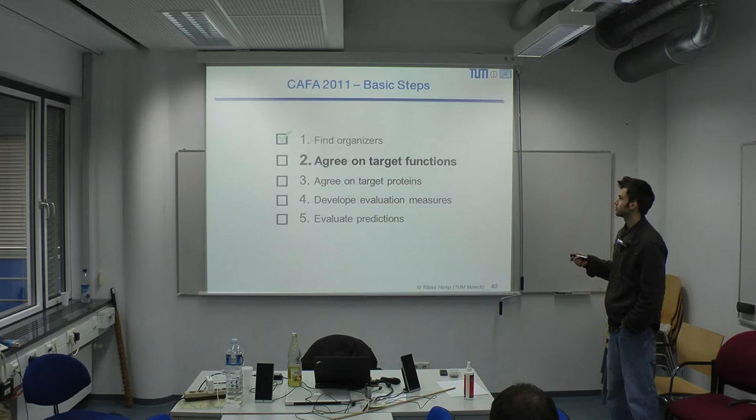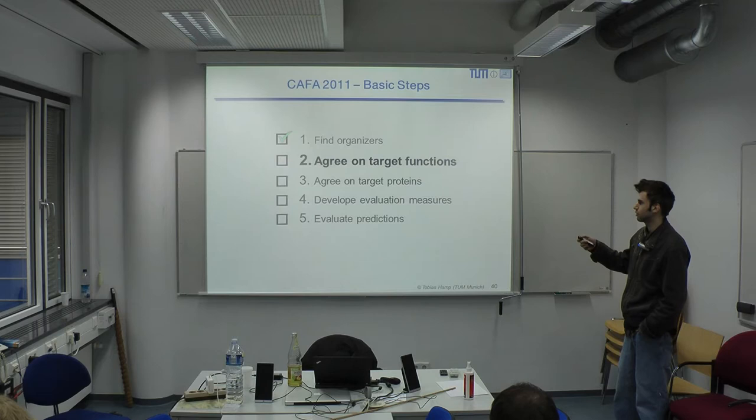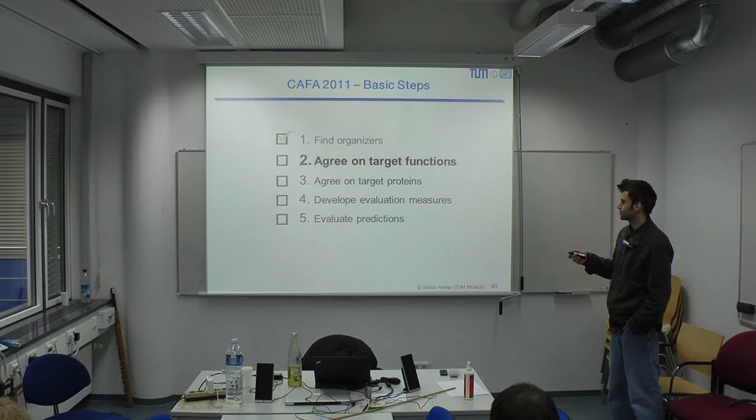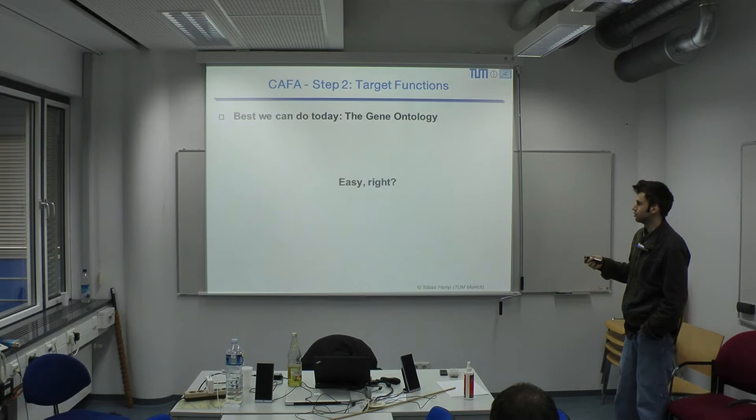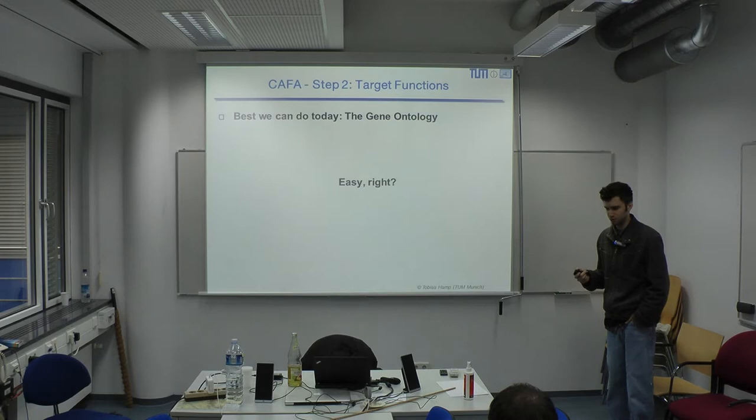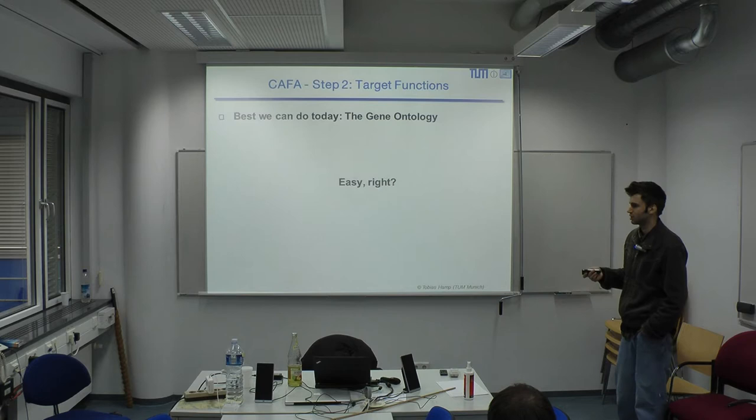So first of all, you have to find people who really organize everything. Secondly, you have to agree on the functions that you finally want to predict. Again, we use the gene ontology, but in the process of organization and really figuring out the details, we stumbled upon quite a few hurdles. So the gene ontology basically is not as simple as it might look.